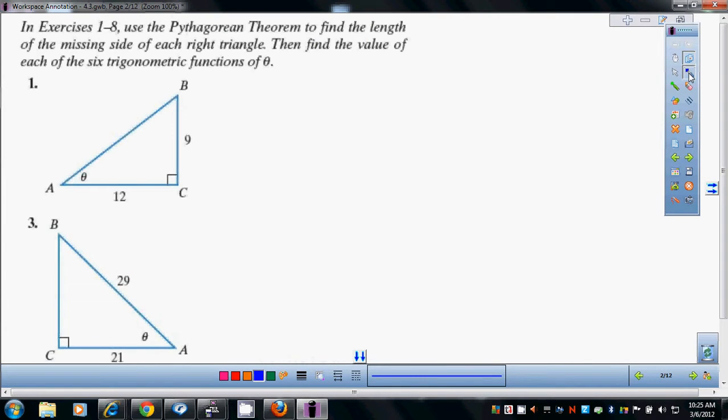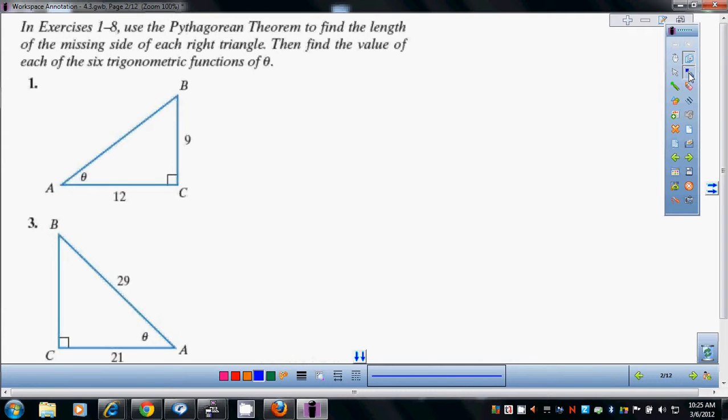A large part of what we're going to be doing today is just practicing SOHCAHTOA. Whenever you have two sides of a right triangle, how can you find the third side?